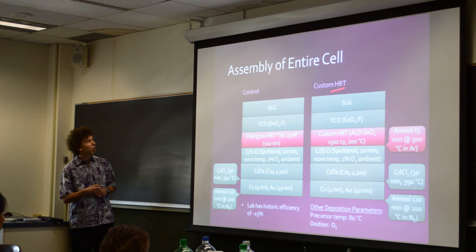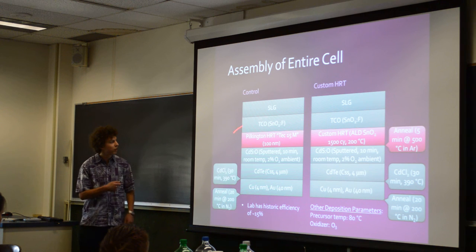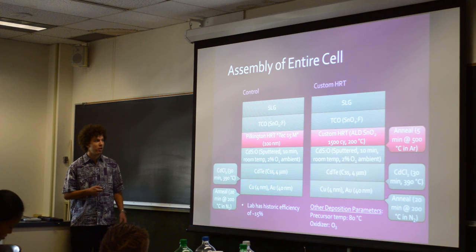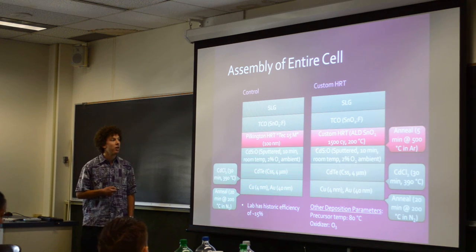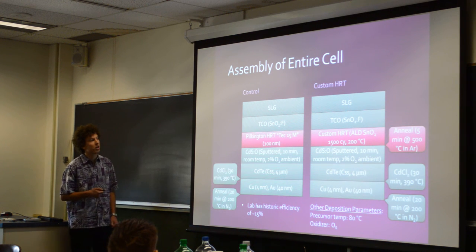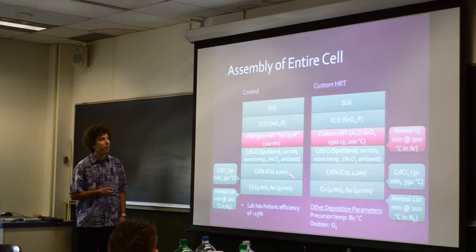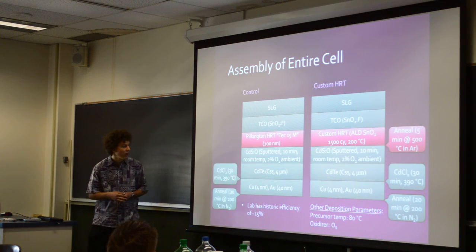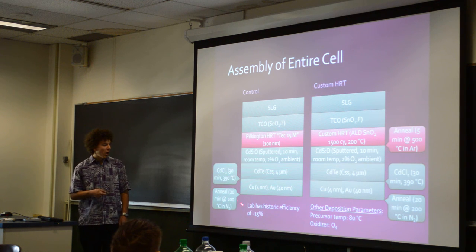So we created a control and our custom HRT layer, and these are exactly the same, except that with the control we use the Pilkington buffer layer on the Tech 15, which is 100 nanometers thick, and then for our custom HRT we did the ALD of tin oxide, which is 1,500 cycles with a substrate temperature of 200 degrees, and then with the annealing of 5 minutes at 500 degrees Celsius in argon. And our lab has a historic efficiency of around 15%.